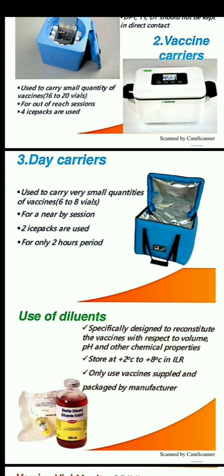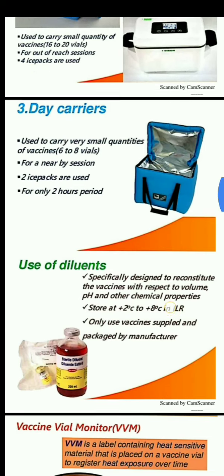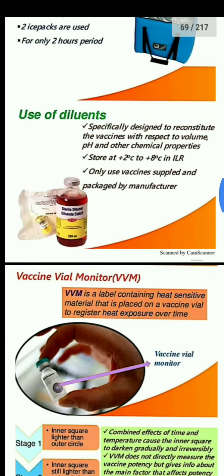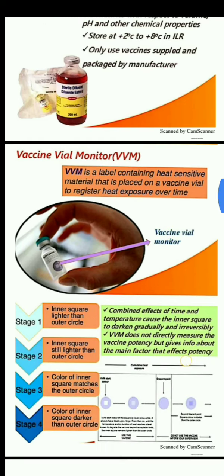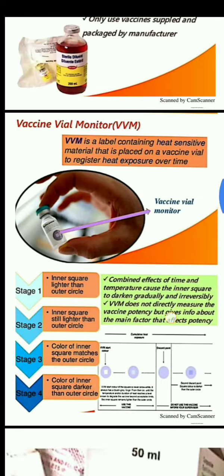Then the diluent, specifically designed to reconstitute the vaccine to the right volume, pH, and other chemical properties, is stored at plus 2 to plus 8 degrees centigrade in the ice-lined refrigerator. Last is the vaccine vial monitor. It is a label containing heat sensitive material, placed on the vaccine vial to register the heat exposure over time. It will show color changes if there is some heat exposure.